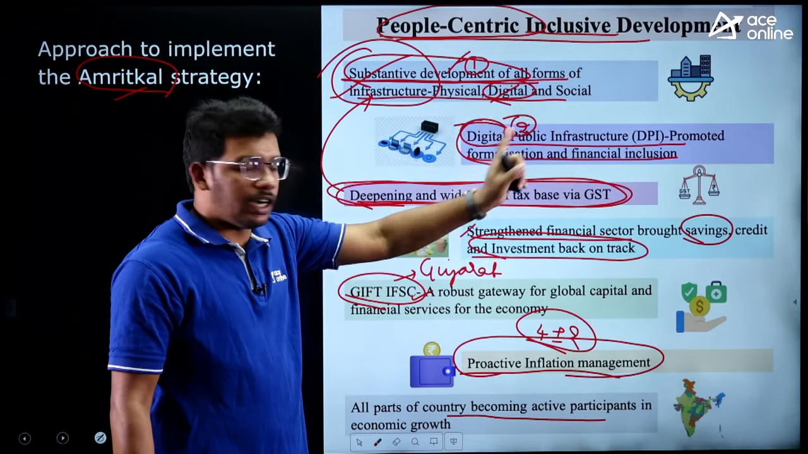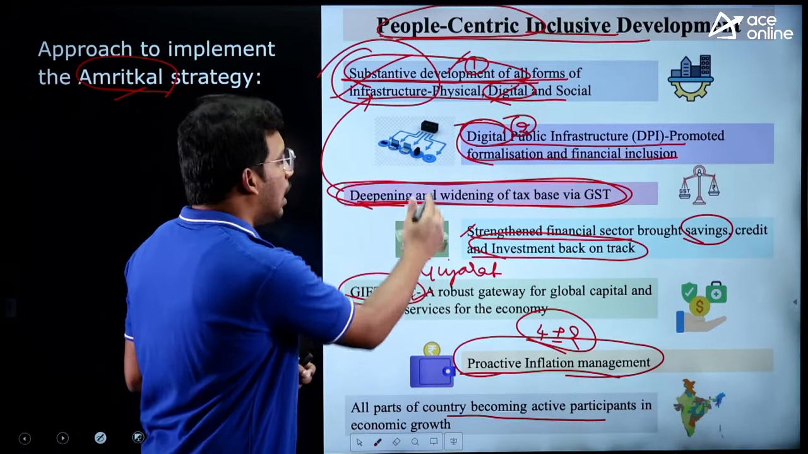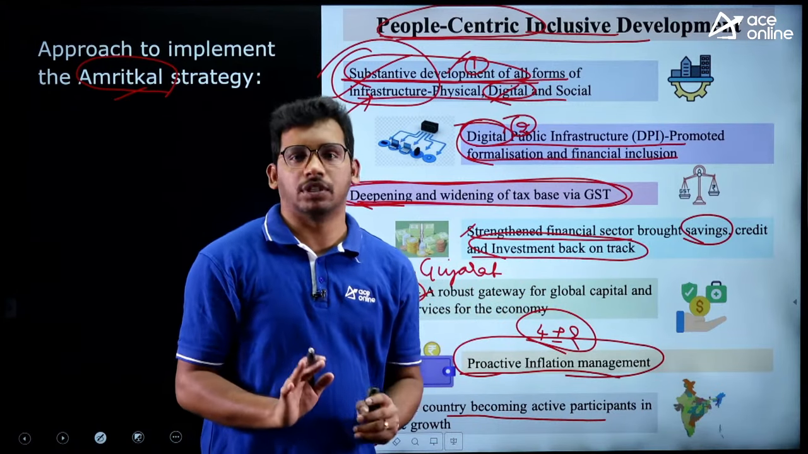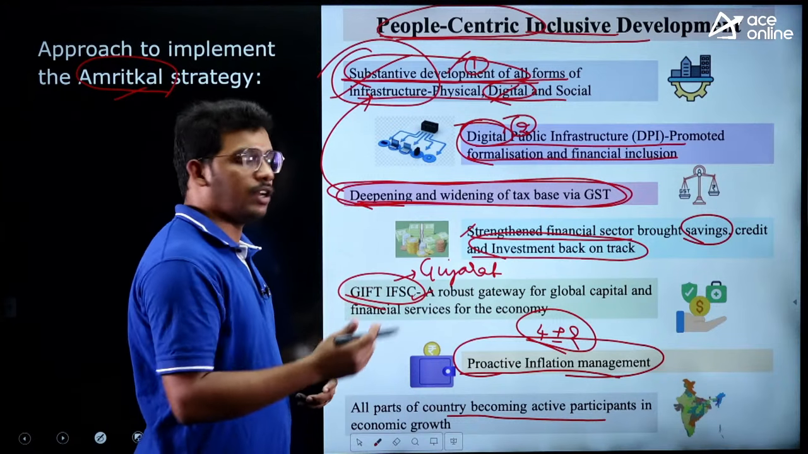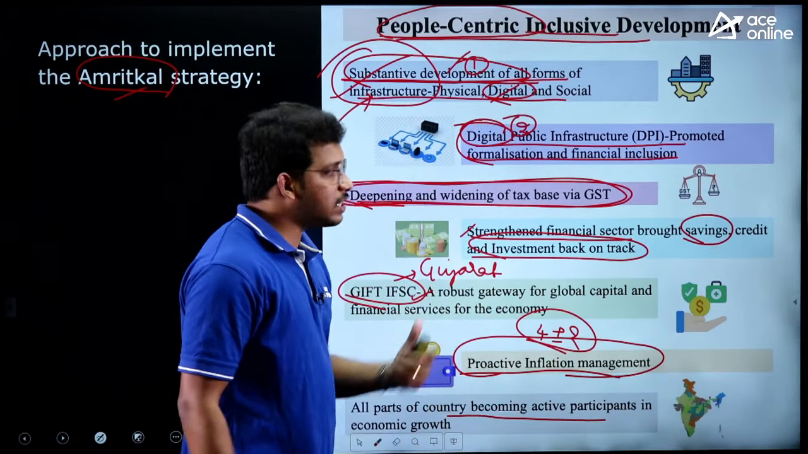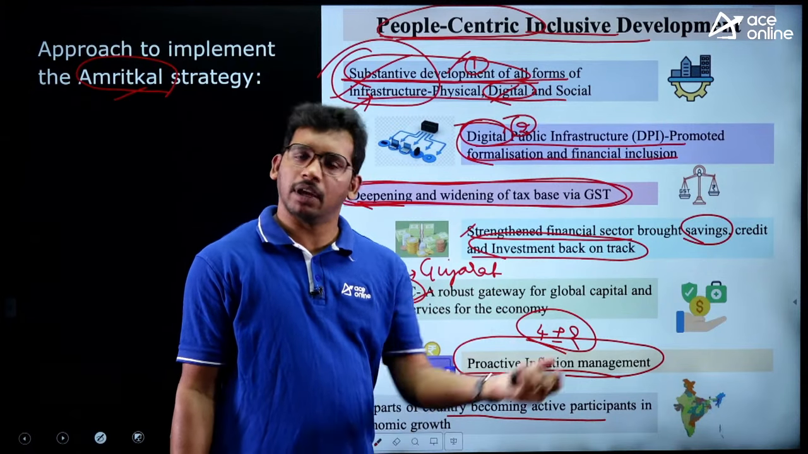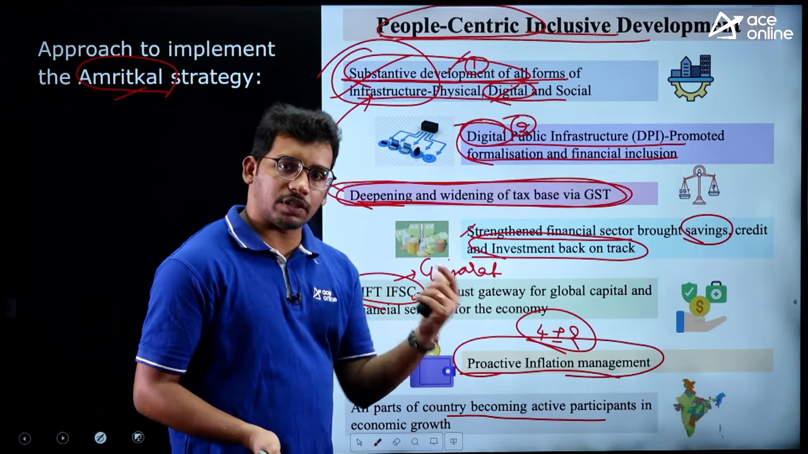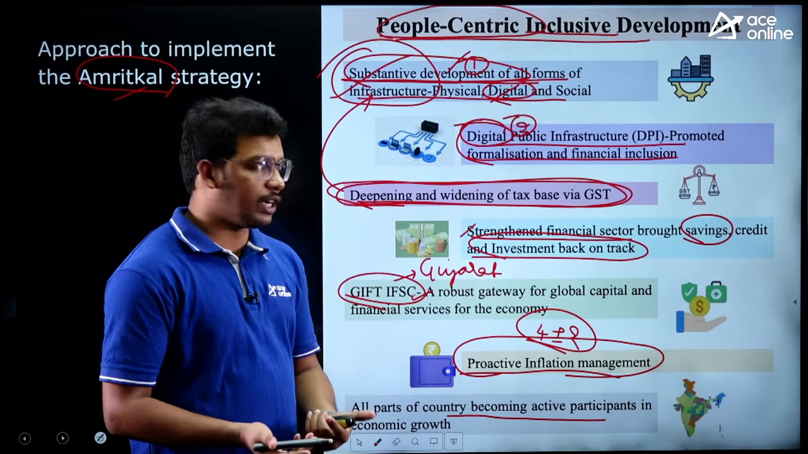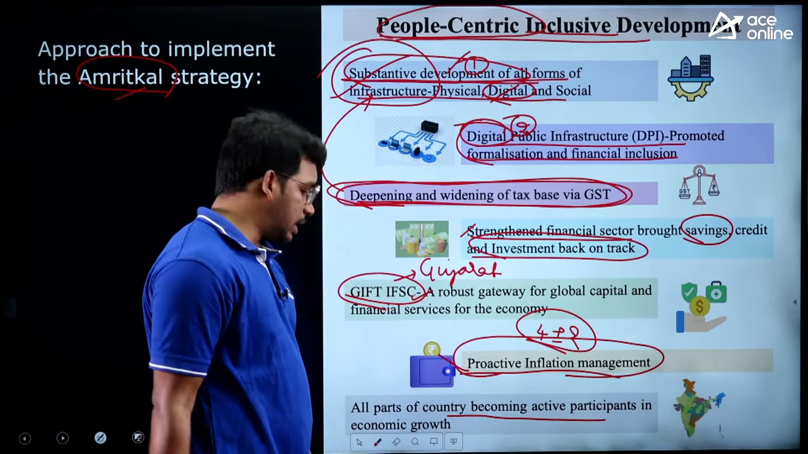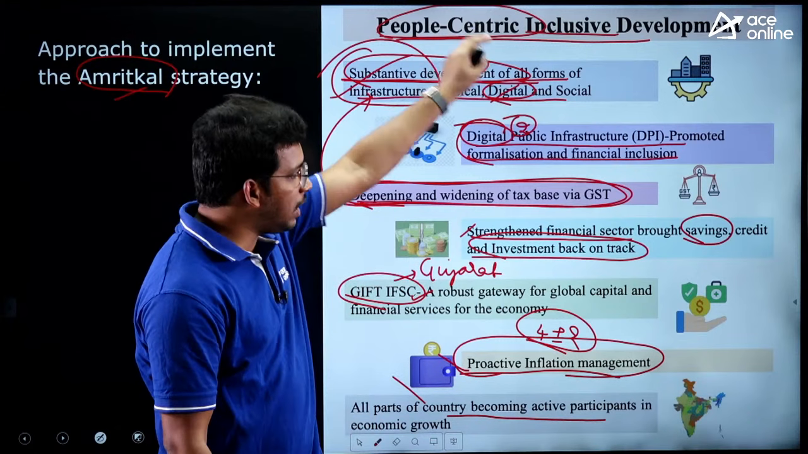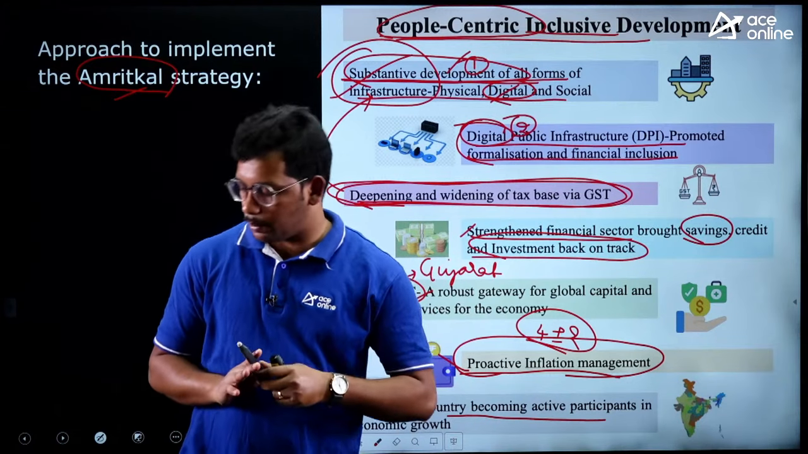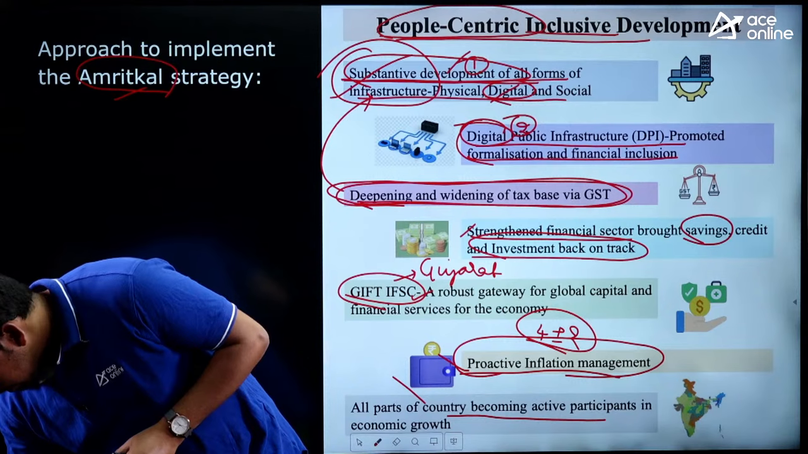Creation of infrastructure, then digital public infrastructure, also increasing the tax base for the government. Tax base means collecting tax from more sources. So they want to increase tax collection so that they can do expenditure. Also strengthening the financial sector by increasing savings among the public, also encouraging investment into India. And then they want to encourage business to invest more in GIFT City in Gujarat so that it will also create employment and all. Then inflation targeting. Finally, all parts of the country will be covered. So this is the approach the government is going to take forward to achieve the developed India goal. Right? Next.